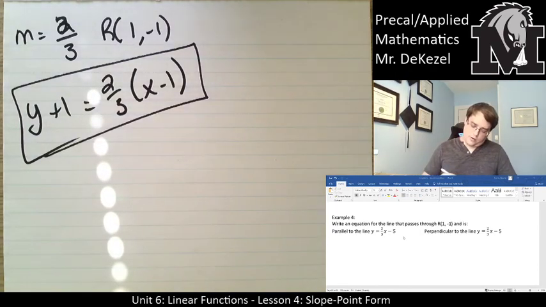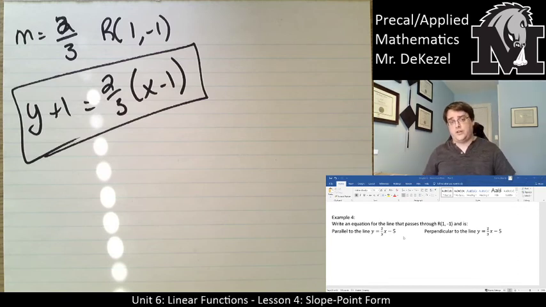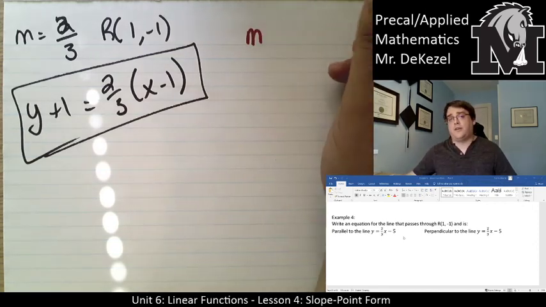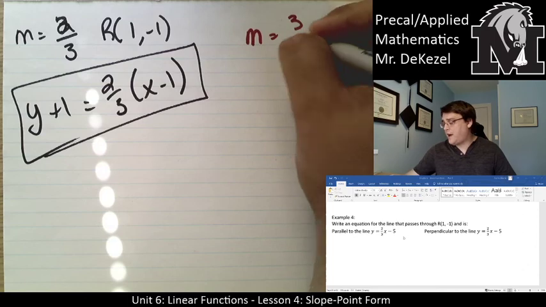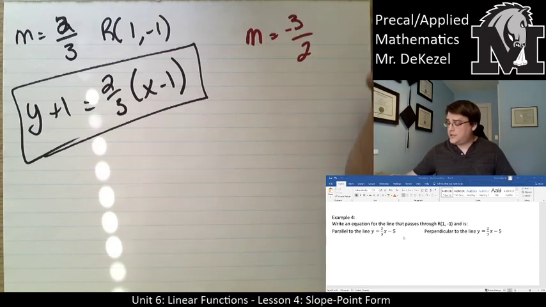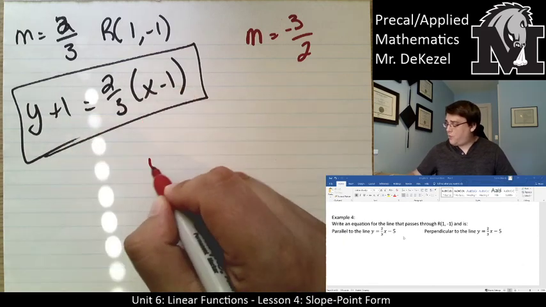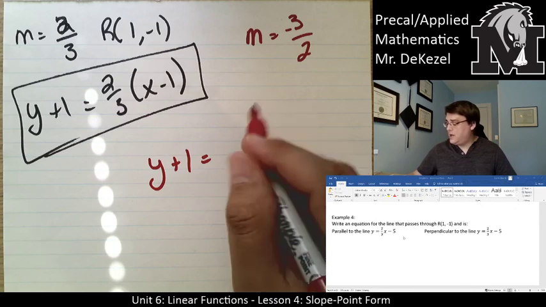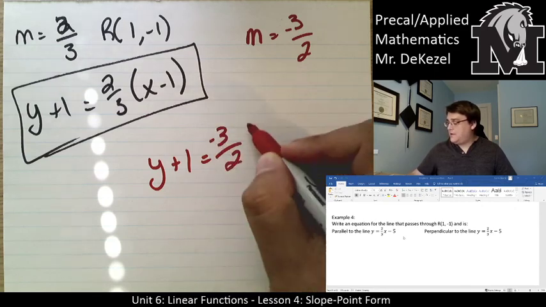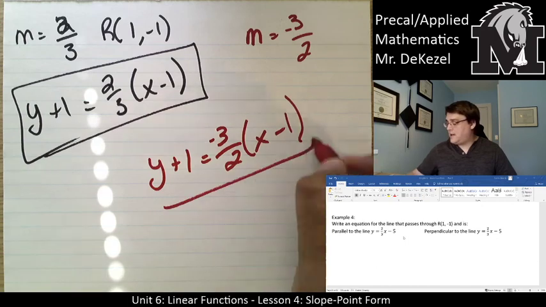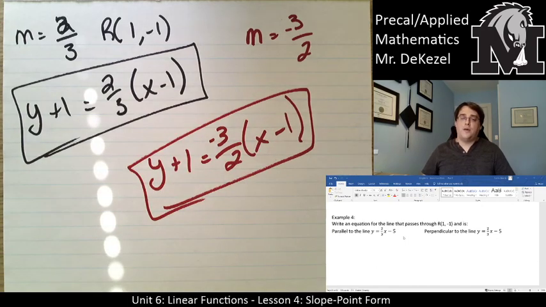We also know that we want a line that's perpendicular to the line given. So that means that the slope for the perpendicular line is a negative reciprocal. So we flip the fraction and we make it negative. So now this is our new slope, and we can use the same point. So we would be having y plus 1 is equal to, the new slope is negative 3/2, x minus 1, that is your slope point form. So when you're given lines, you're given information about the slope of your line, and you can work off that.